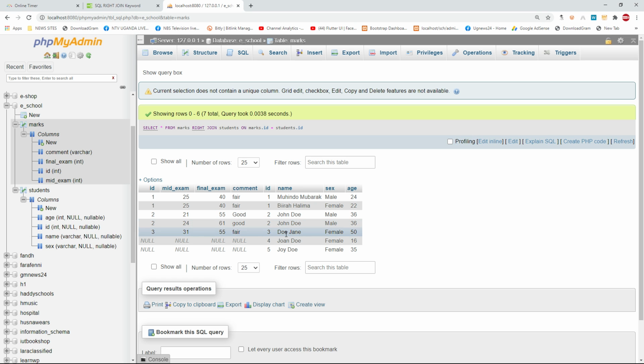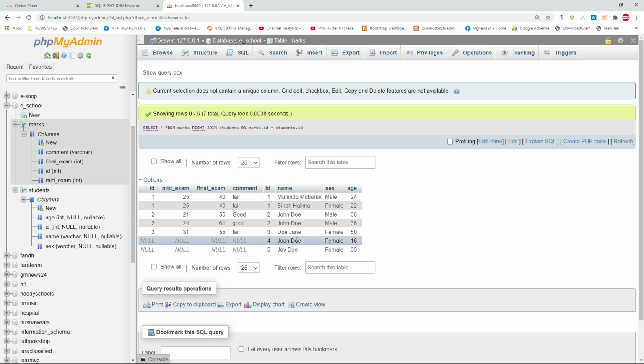Okay, so you can see this student Joan. Joan had no exam, and Joy had no mark. So the right join means that it should return all the rights, and those who don't have any mark, or don't have any value on the left hand, should be put null. Okay, so you see it returned all the values. For example, John had two marks. He was having the first mark and the second mark. He had two results, right?